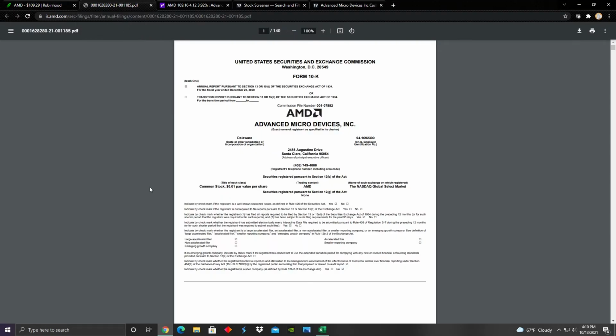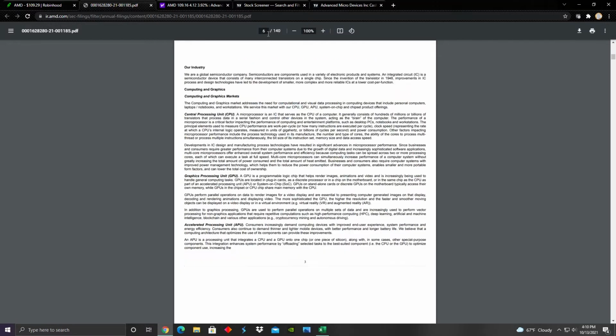The next thing that I'm going to do is go through AMD's 2020 annual report and try to figure out what it is that we're actually investing in, because this is good practice as value investors to figure out, down to the micro level, exactly what the business is that we're purchasing. So first thing that I'm going to look at is page 6.